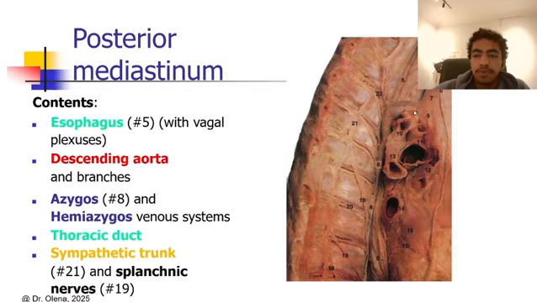Here we see an actual image of what it looks like, and as we can see over here, we have the azygous vein. This is how we identified that we're looking at the right part. We can also see the sympathetic trunk between the sympathetic ganglia, as well as the esophagus.